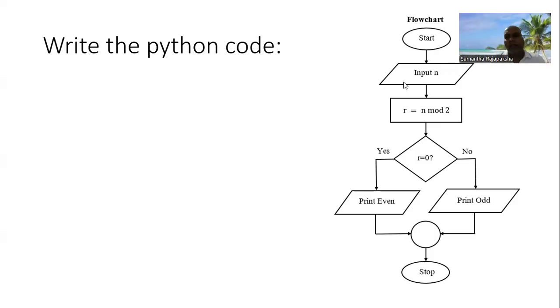So how do you write this? First of all, you have to take the input. To get the input, you have to use the input function. Then use the modulus operator to get the remainder. Then use the if else to make the selection.